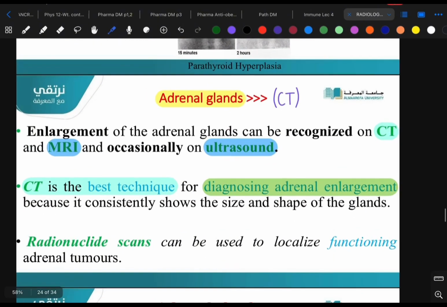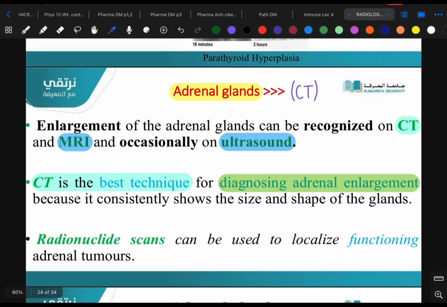But then we have the adrenal gland. What's the imaging modality of choice? CT. For the adrenal gland we use CT. Enlargement of the adrenal gland is recognized on CT, and also on MRI and sometimes ultrasound, but the first choice is CT, then MRI, then sometimes ultrasound. CT is the best technique that diagnoses adrenal enlargement.